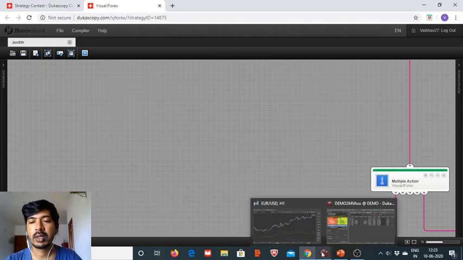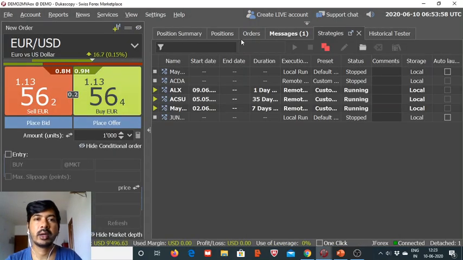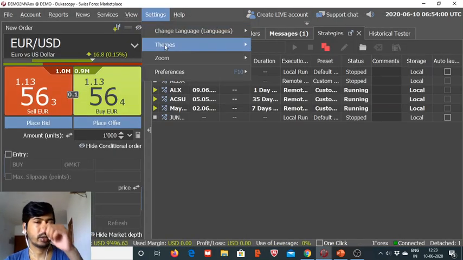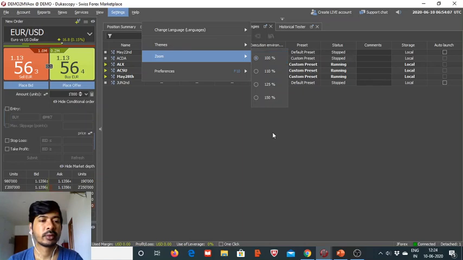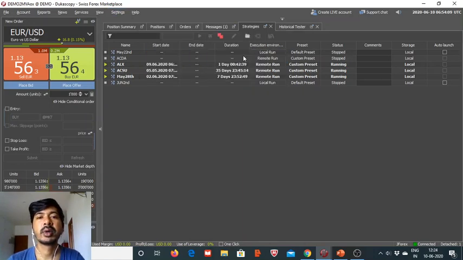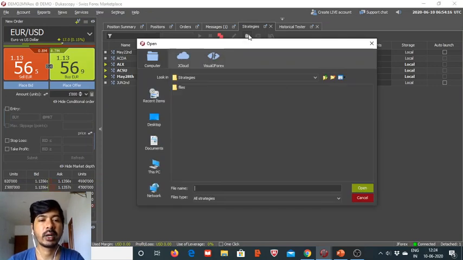So now we import that file here. We have here a couple of algorithms which are already running for the testing. This is a demo account. I keep many of the algorithms running here to see what kind of trading they do in real time. So here we are.